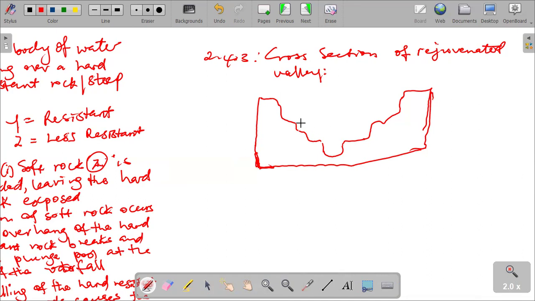So what we are saying is river terraces are the steps that are formed. You can see this and that. These are the terraces. Terraces are just steps along or within a river valley. And then the question also wants us to indicate the terraces.